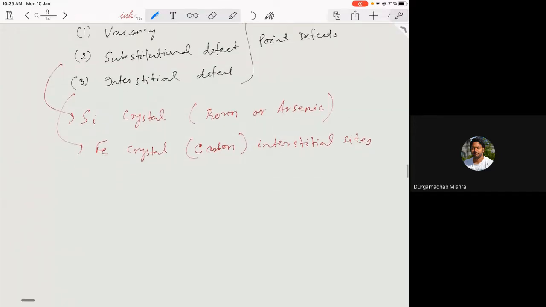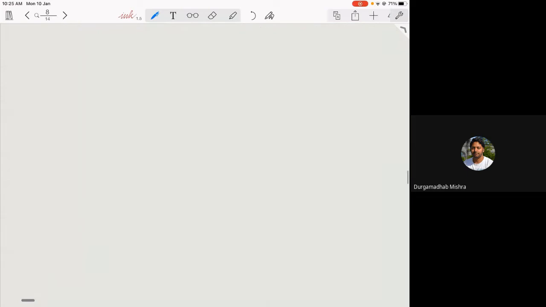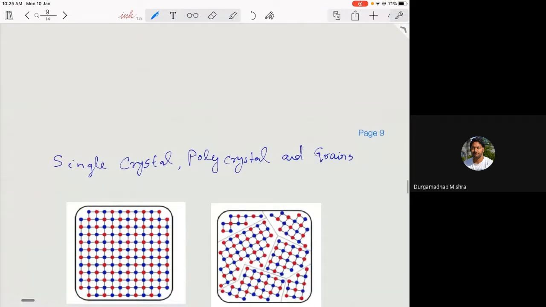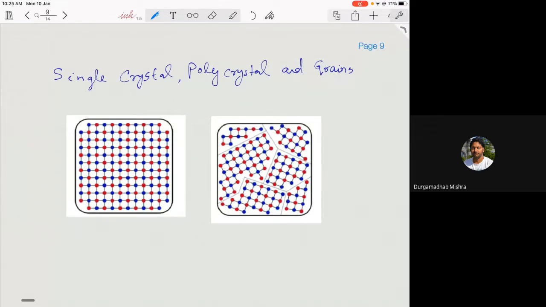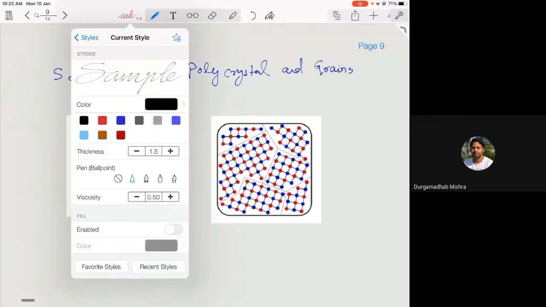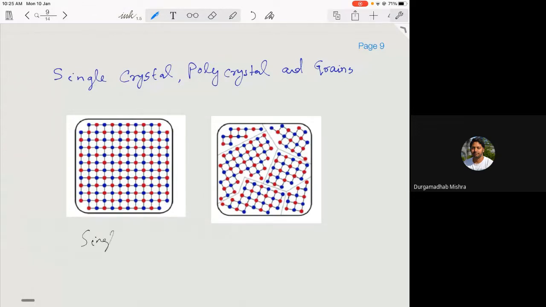One thing which I could not discuss in the last class was the difference between a single crystal and a polycrystal, and what a grain is. Here is a picture of a single crystal on the left-hand side, and this is a polycrystal. This is a representation of these two different kinds of crystals.